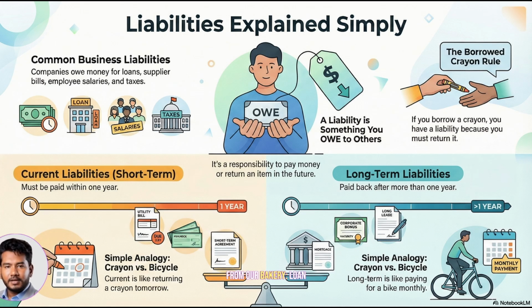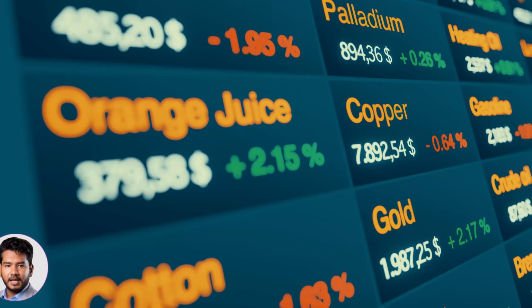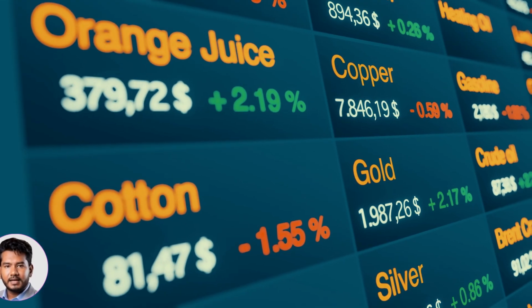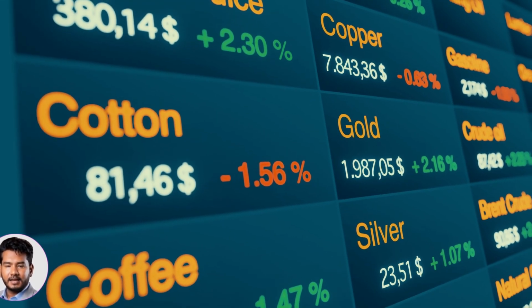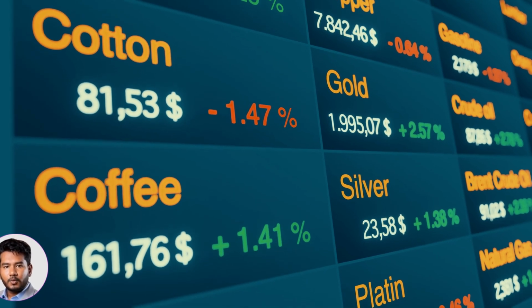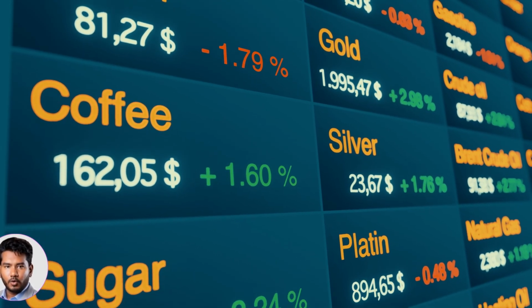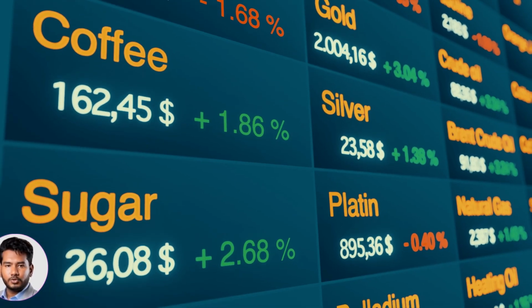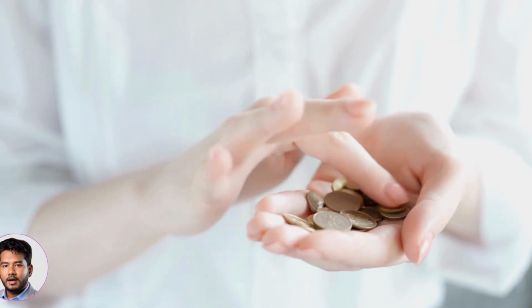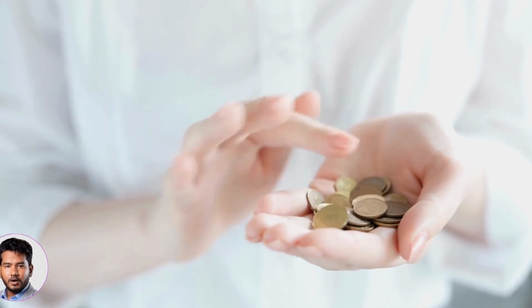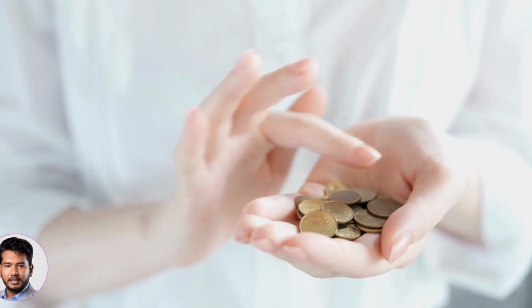Simple example from our bakery: loan from bank, Rs 150,000. Payments due to suppliers, Rs 25,000. These reduce your financial freedom. Equity, real owner's value. Equity is very simple. Equity equals assets minus liabilities. This tells us what the business is actually worth after paying all debts. In our bakery example, total assets are Rs 250,000, total liabilities are Rs 175,000, equity is Rs 75,000. That's your real value as the owner.